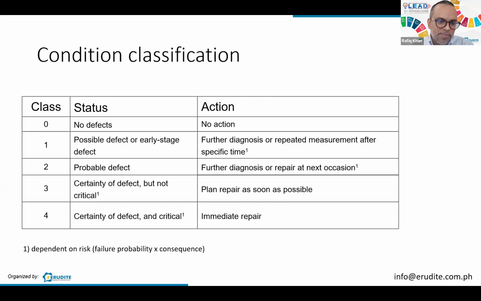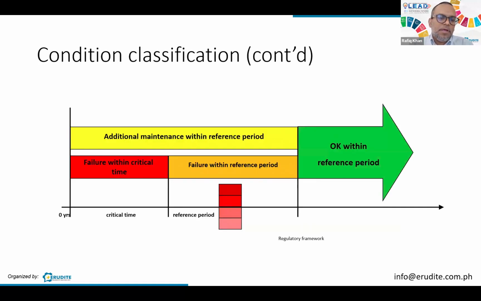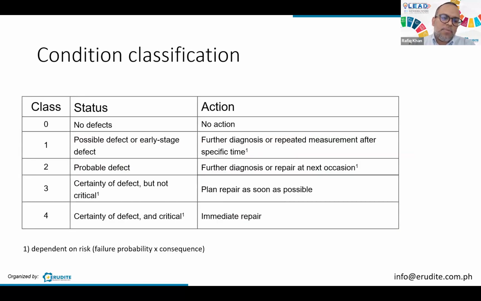Because, for example, again, failure probability and consequence: if you can bear the consequence, you can delay or defer it. But if it's something that you cannot bear, the result of this failure cannot be taken up by your organization, then you need to plan for an immediate repair. So these are things that are related to the table just now.